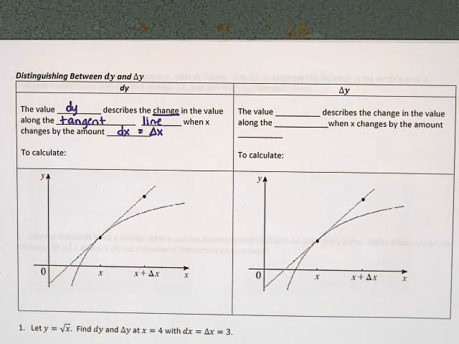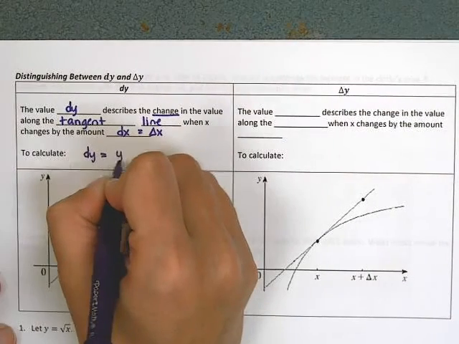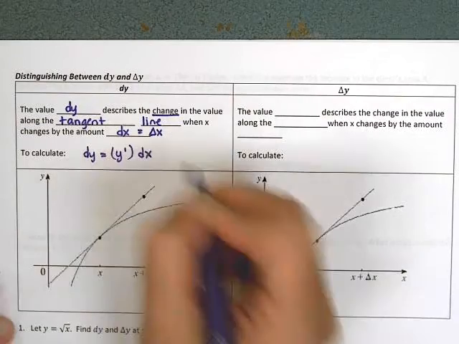All right, now to find dy, we have to take the derivative and multiply by the dx on the other side.